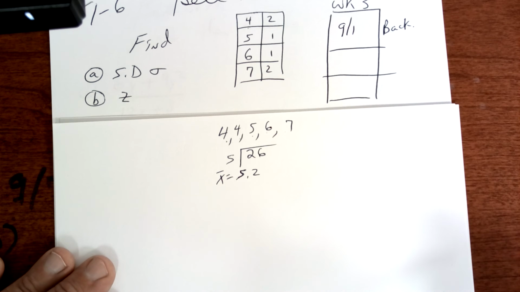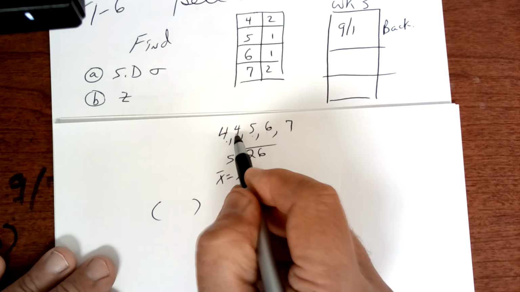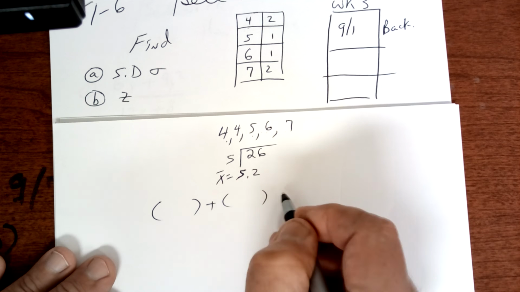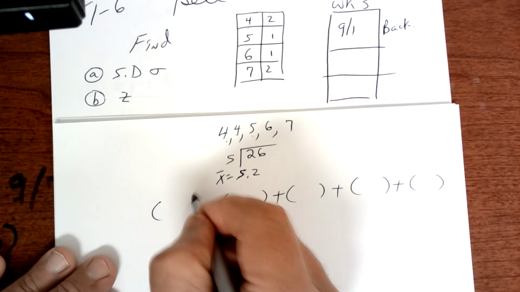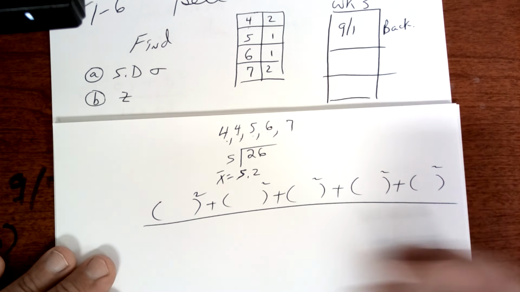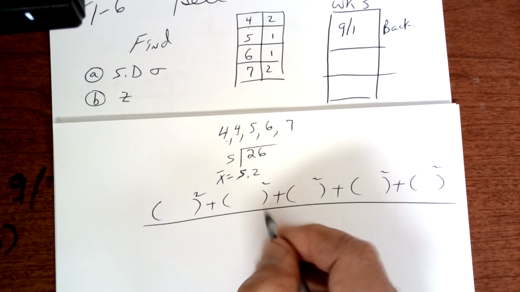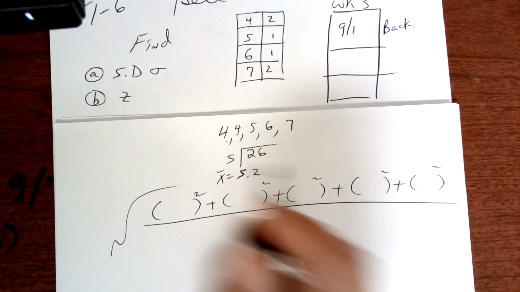So standard deviation is 1, 2, 3, 4, 5. 5 of those we're going to square. We're going to divide by n minus 1. In this case, it has 5 numbers. And then we're going to do the square root when we're done.